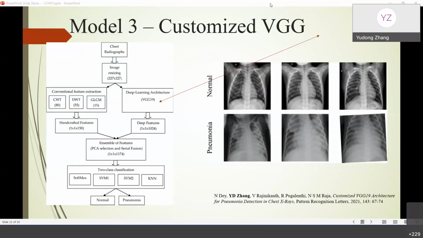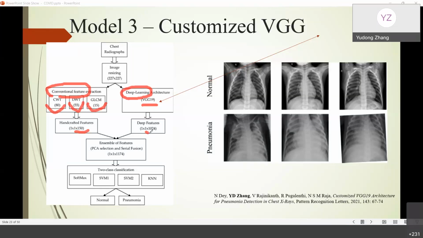Okay, and in this slide, we show some other transfer learning method. We use a customized VGG. So what is our idea? Our idea is to combine the conventional features with the deep learning features. We use a VGG19 architecture. And meanwhile, we think the traditional machine learning also works quite well. We tested the conventional wavelet transform, the discrete wavelet transform, the gray level co-occurrence matrix. And in total, we get 150 features from the handcrafted features.